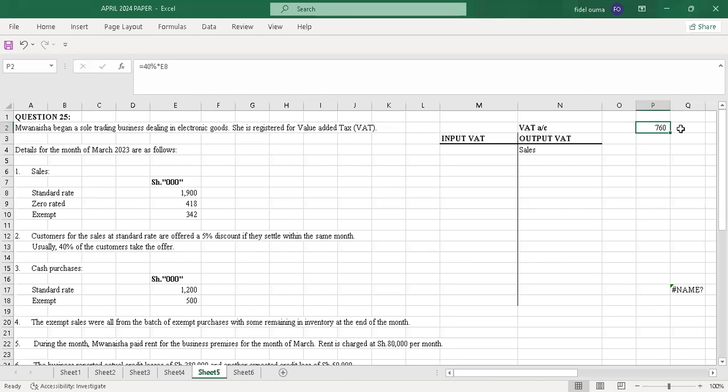So when we have 760, now the remaining, the people who do not go for the discount, will be 1900 minus 760, which is 1140. So for the 1140, we'll charge the VAT directly. But for the 760, we'll charge the VAT minus the discount. So this is what I will do. I'll calculate the discount.